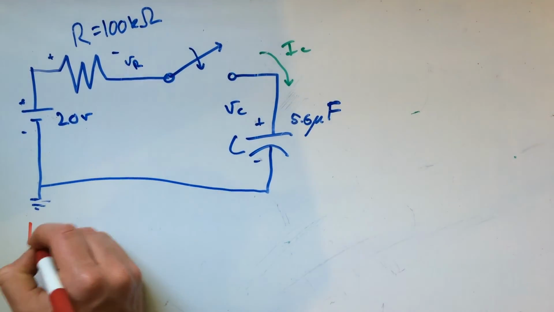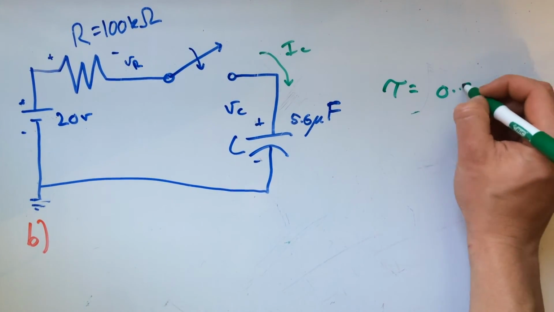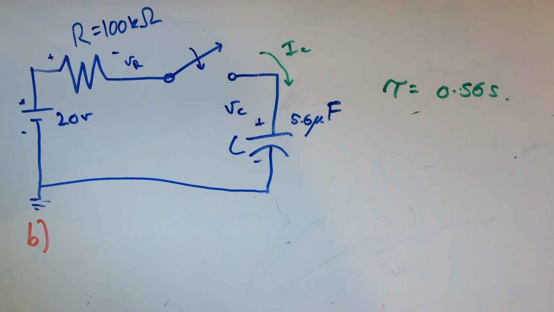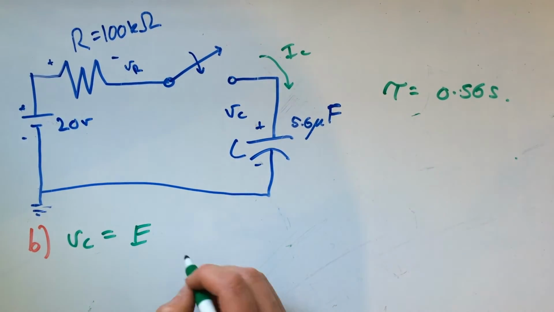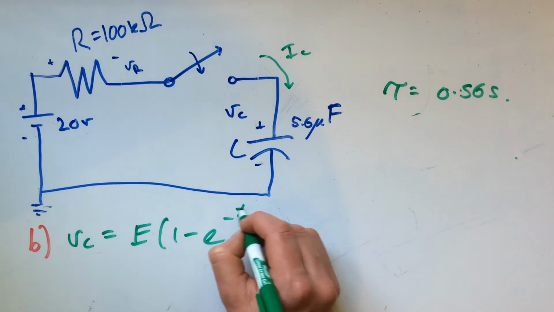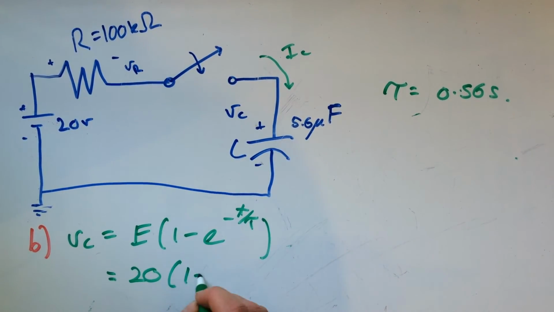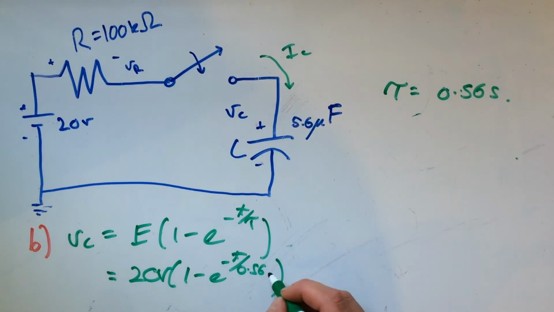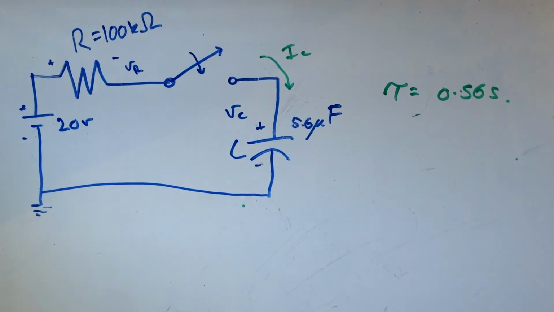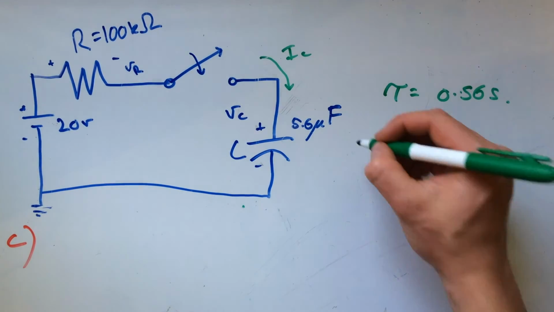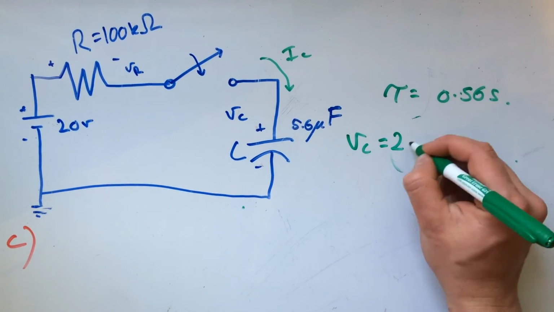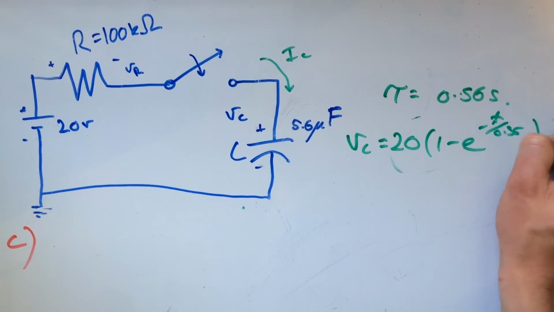The second part of the question is to write down the mathematical expression for the voltage Vc following the closing of the switch. To do this, we go back to our equation. The voltage across the capacitor is equal to the total voltage, all multiplied by 1 minus e to the minus t on tau, where tau is the time constant. Substituting in the values of e and tau, we get that the answer is 20 volts, all multiplied by 1 minus e to the minus t on 0.56 seconds.